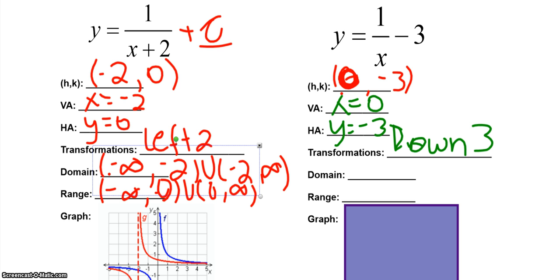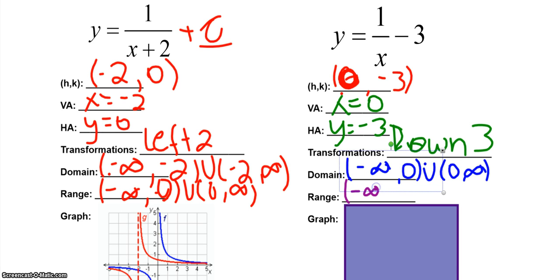Alright, domain. Every single x value is going to be included except for my h. So I'm going to go from negative infinity to my h, which is 0, union 0 to infinity. Alright, my range is going to have every single y value except for my k. So I'm going to go from negative infinity to negative 3, union negative 3 to infinity.